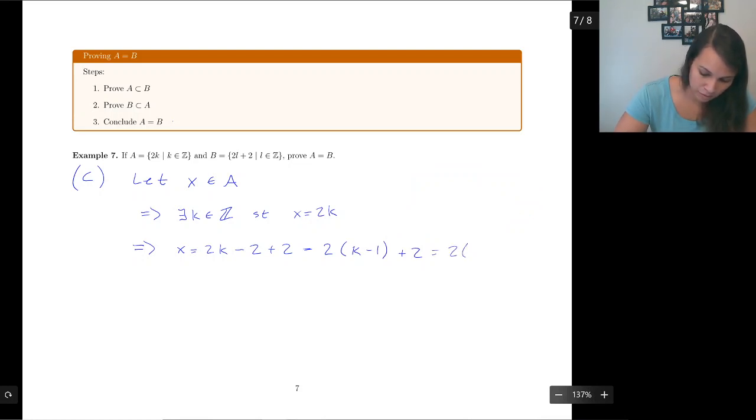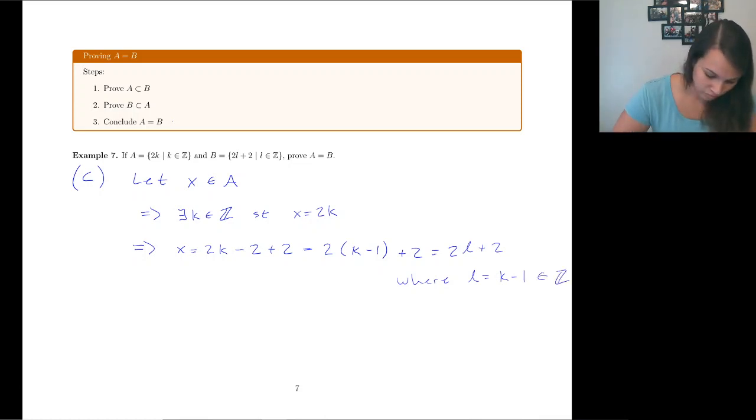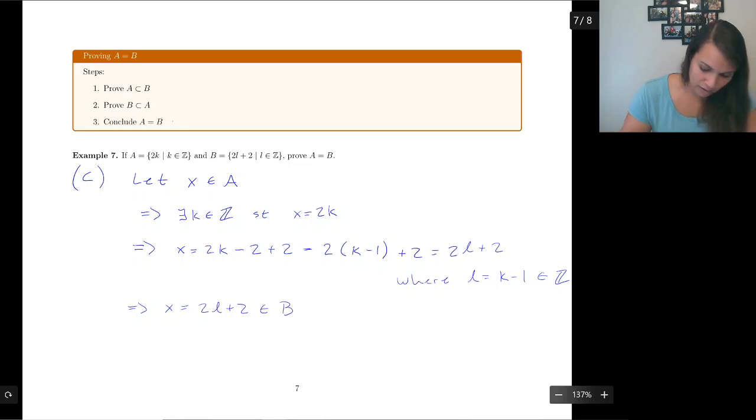So x equals 2 times L plus 2, where L equals k minus 1, and it is an element of the integers, just like we wanted. So then x, which is equal to 2L plus 2, is going to be an element of B, and that's one of our directions. So we have A as a subset of B.